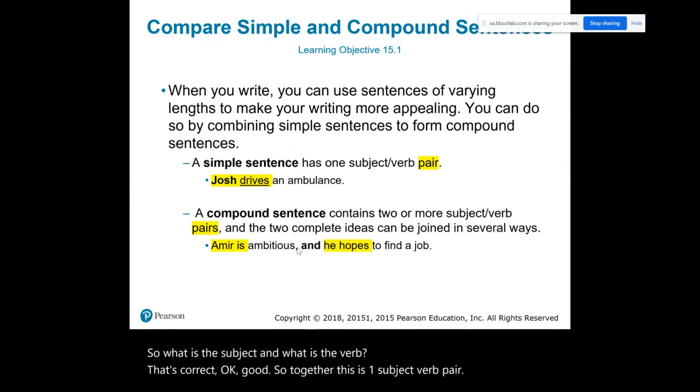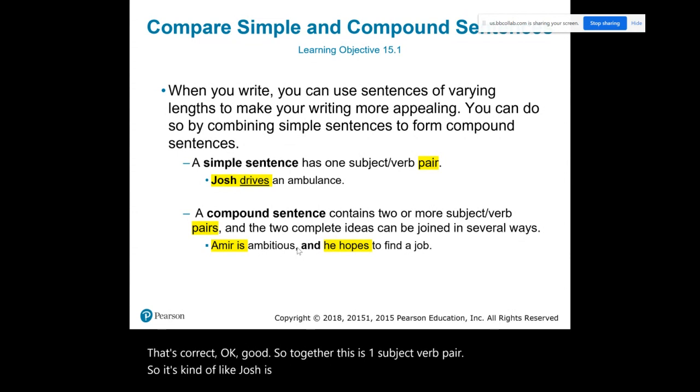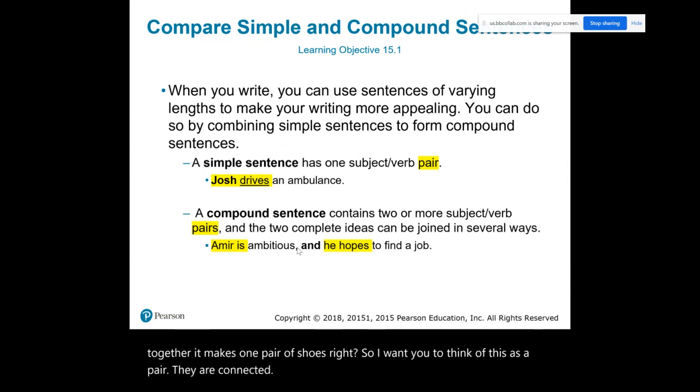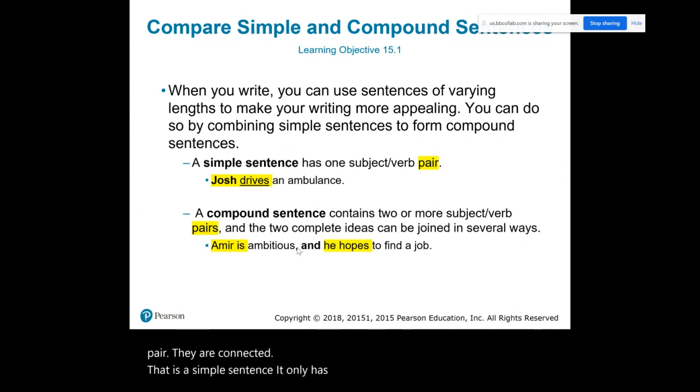So together, this is one subject verb pair. It's kind of like Josh is your left shoe and drives is your right shoe, and together it makes one pair of shoes, right? So I want you to think of this as a pair. They are connected. That is a simple sentence. It only has one subject verb pair. Okay? Is everybody with me? Yes, teacher.